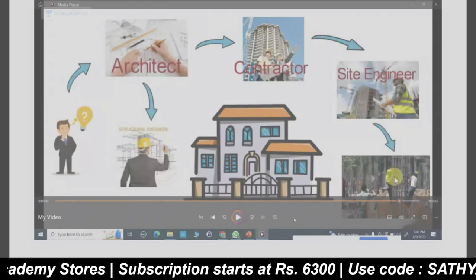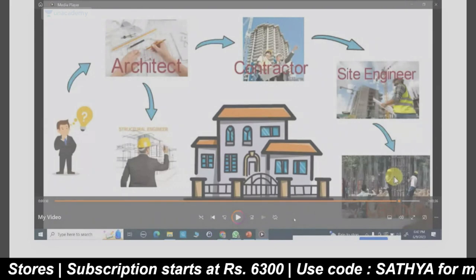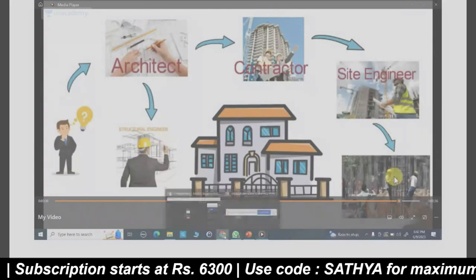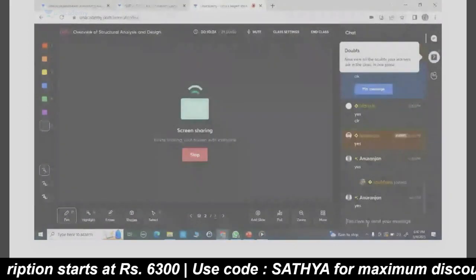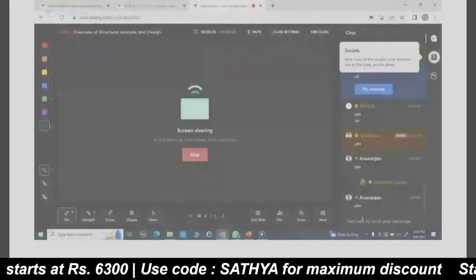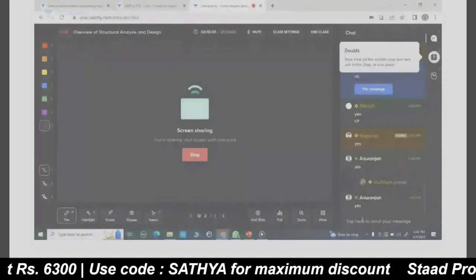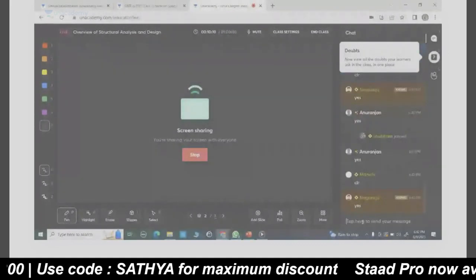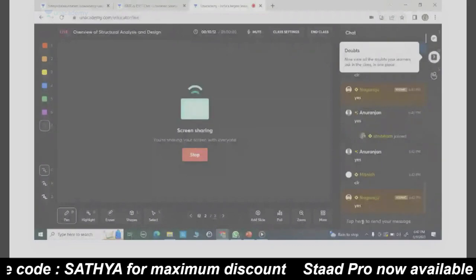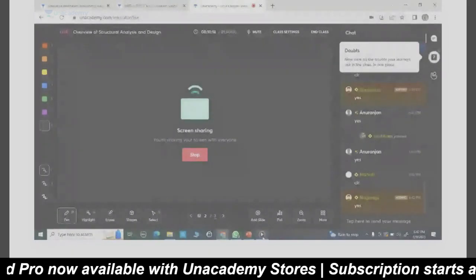So I hope you all are clear about the role of the structural engineer. Type S in the chat box if you are all clear. Okay, good.